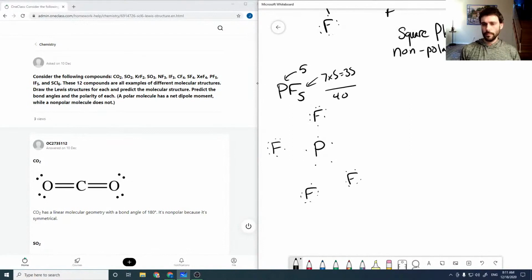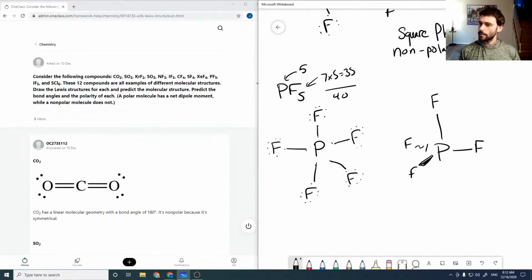Okay. And here we go. And so then we would have a structure like this, where those are out of the page. Okay, and so then although there's dipoles in here, they would all cancel. And so this guy's non-polar. That's a 90-degree angle. These are 120-degree angles.